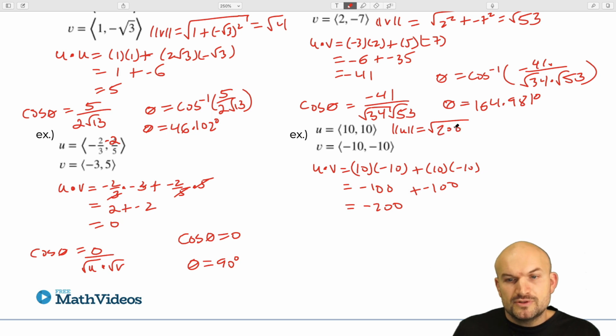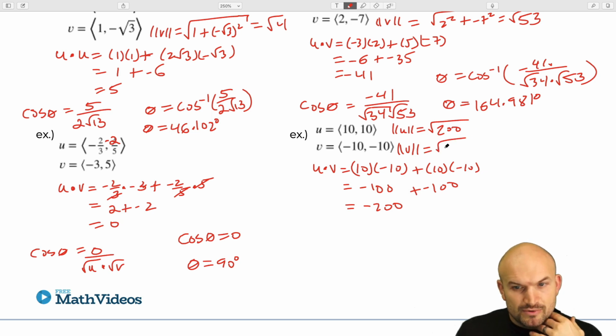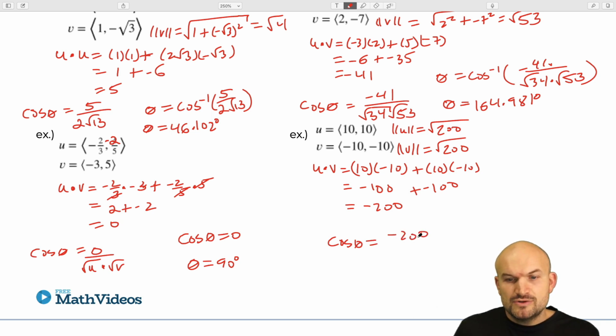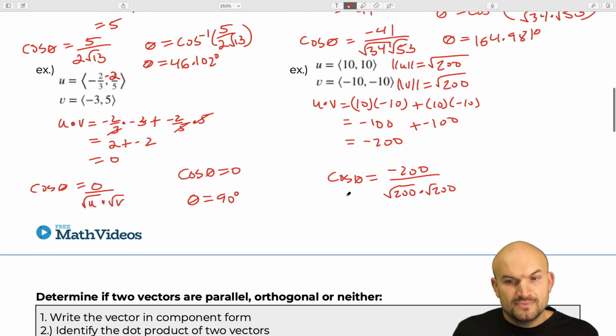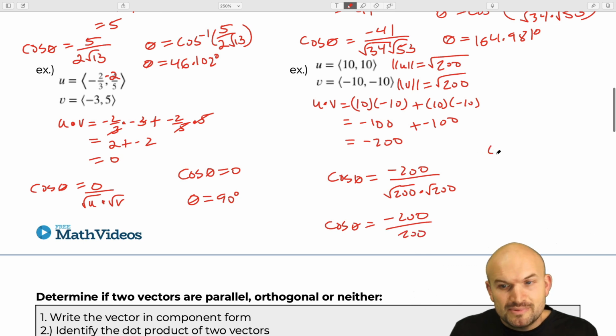Which is going to be 200. And the magnitude of v, in this case, is going to be negative 10 squared plus negative 10 squared, which is, again, 200. So in this case, I have the cosine of theta equals, let's see, my dot product, which is negative 200, divided by the square root of 200 times the square root of 200. Well, the square root of 200 times the square root of 200, guys, is just going to be 200. So I have the cosine of theta equals negative 200 divided by 200. Well, that's just going to be the same thing as cosine of theta is equal to negative 1.